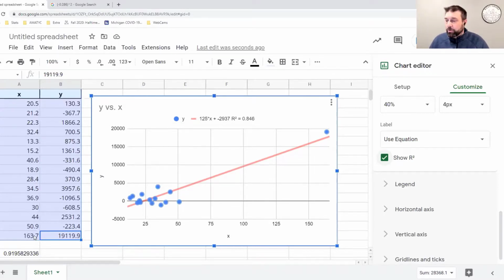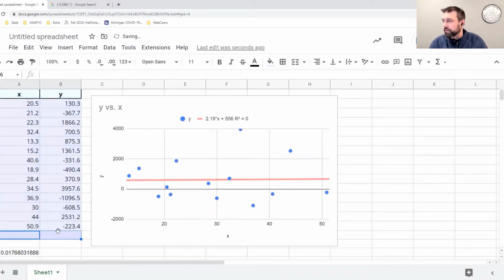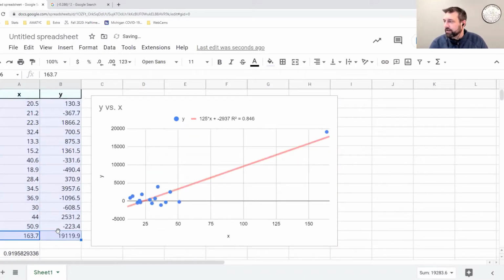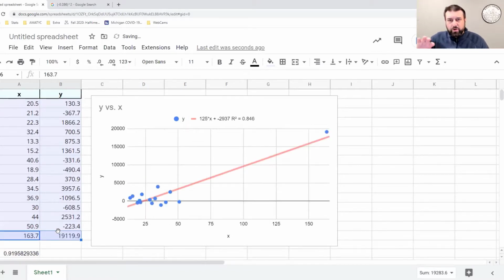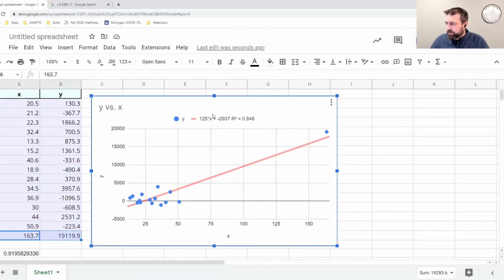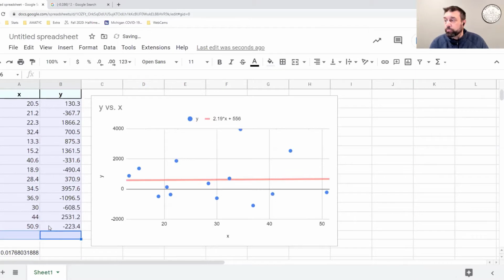And then I'm going to take the outlier away. Ready? So we'll take the outlier away. Holy cow, look at that. Now, it's hard to see exactly what happens because the whole graph changes, right? The X and Y axis rescale. But look at the slope. The slope on this line is 125. When I remove the outlier, the slope goes to 2.19.